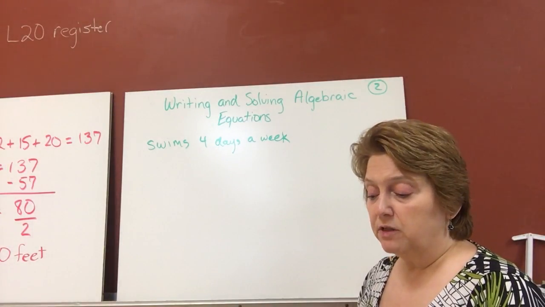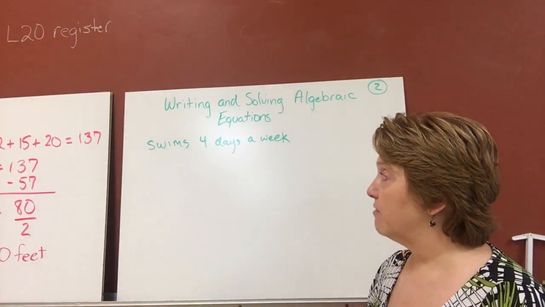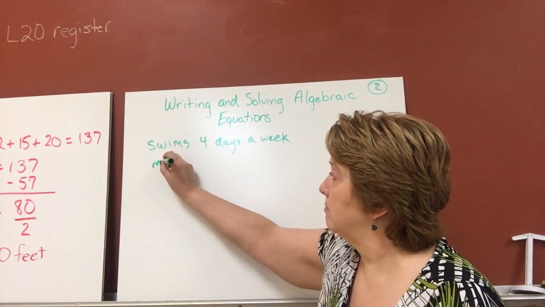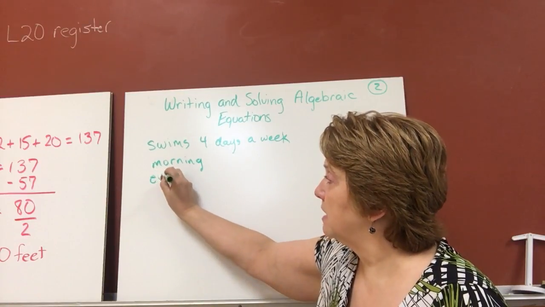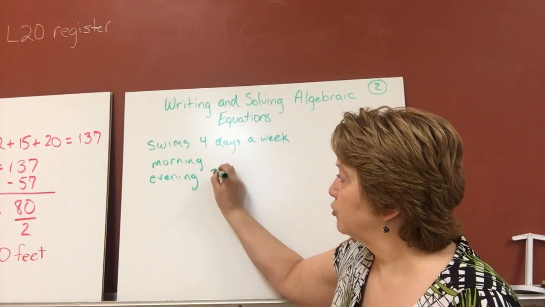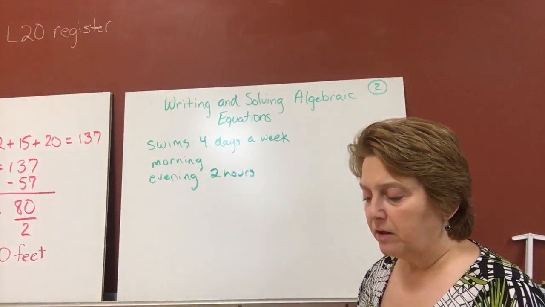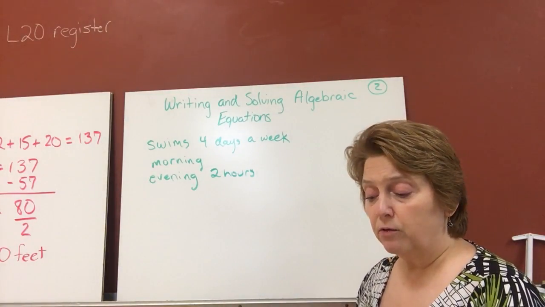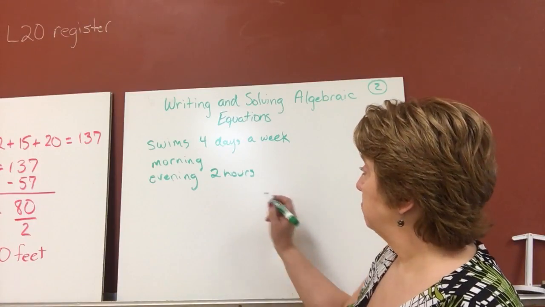Okay. The schedule is the same every day. The team swims in the morning and then again for 2 hours in the evening. So we have a morning time and we have an evening time for 2 hours. Okay. So if she swims 12 hours a week, how long does she swim each morning?